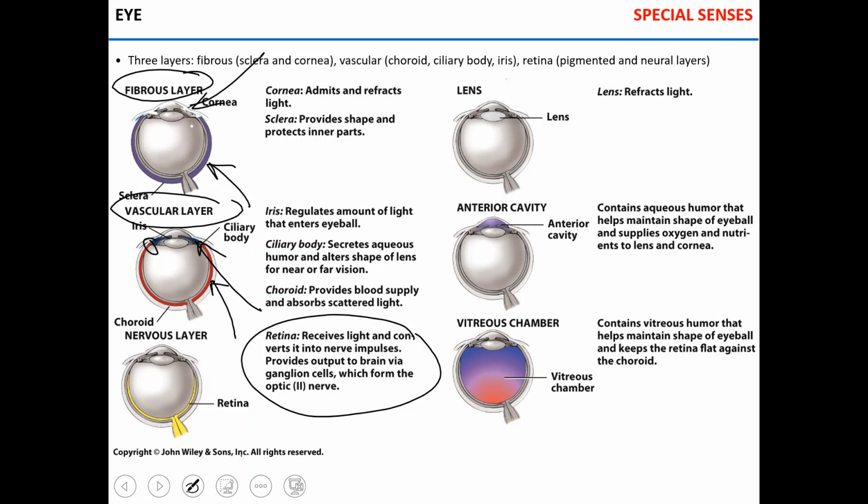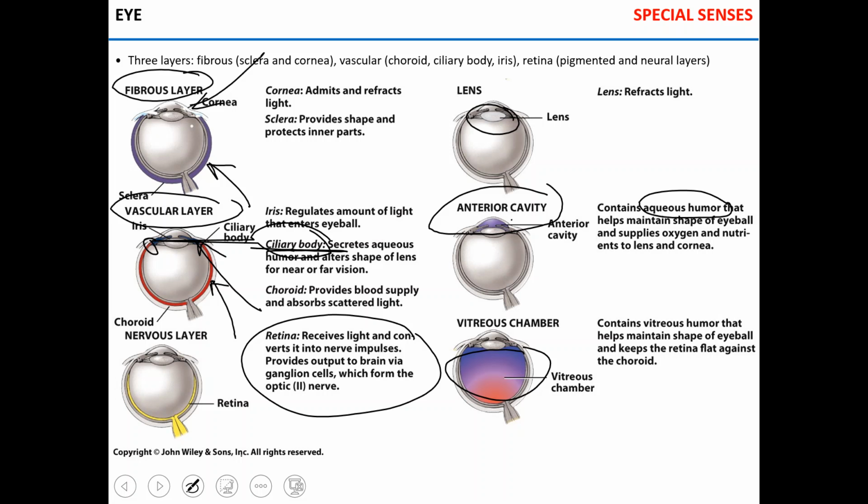Eye can be divided into two portions, the anterior cavity and the vitreous chamber. Anterior cavity and vitreous chamber are separated by the structure called lens. We already mentioned this structure, noting that it allows us to focus our eyes on close or far objects. Anterior cavity is filled with so-called aqueous humor that is produced by ciliary body.